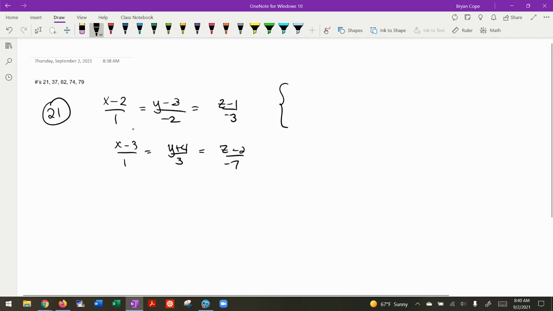So parametrically, we'd have this as x equals 2 plus t, y equals 3 minus 2t, and z equals 1 minus 3t. So the direction vector is 1, negative 2, negative 3. I'm going to use a different parameter here. I'm going to use the parameter u. So x equals 3 plus u, y equals negative 4 plus 3u, and then z equals 2 minus 7u.